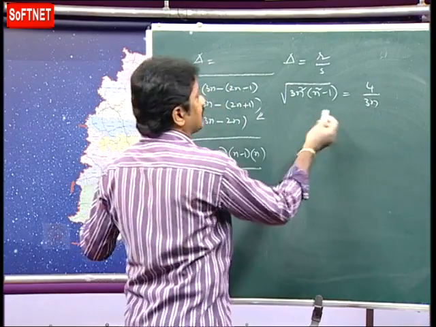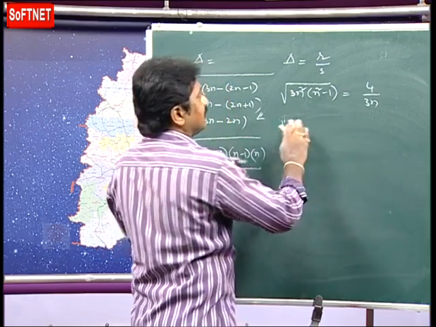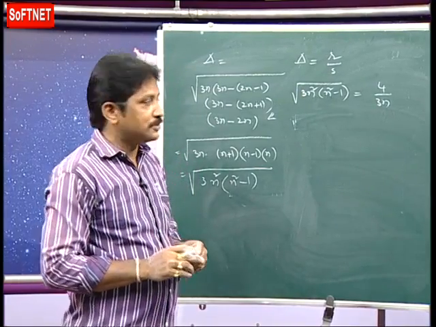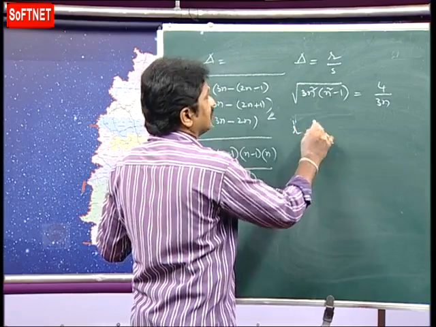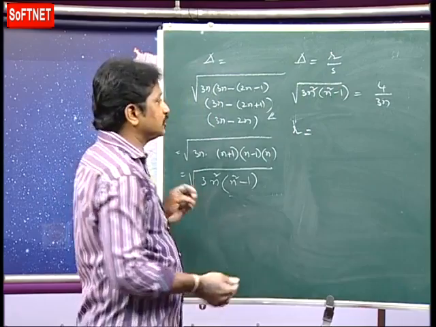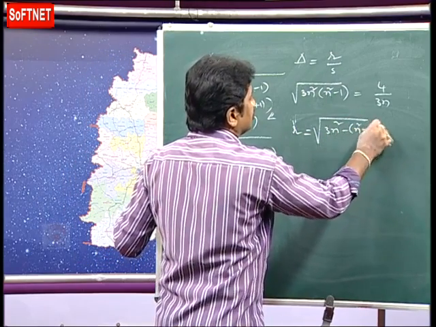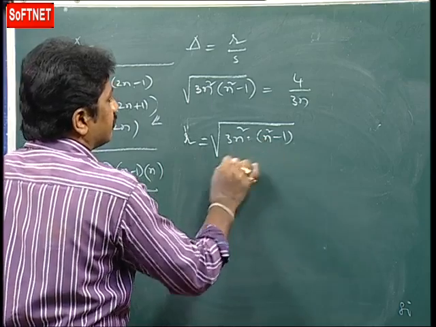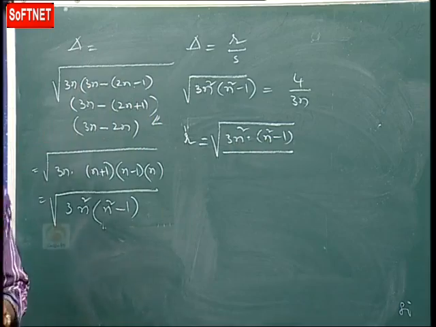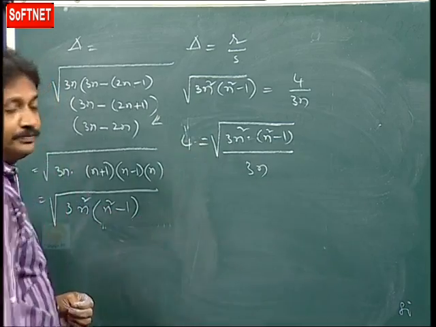Correct? Now, we can square on both sides. When you square on both sides, R is equal to delta by S. So, square root of 3n square of n square minus 1 by how much? Its value is how much? We can say by 3n, which is equal to 4.